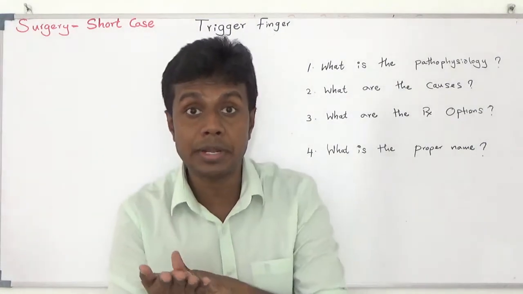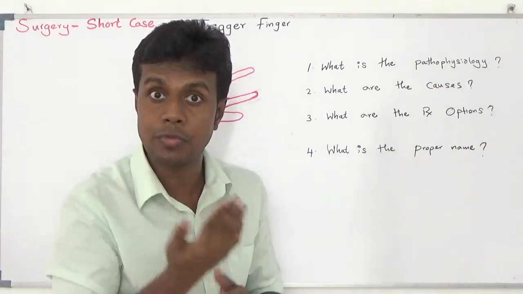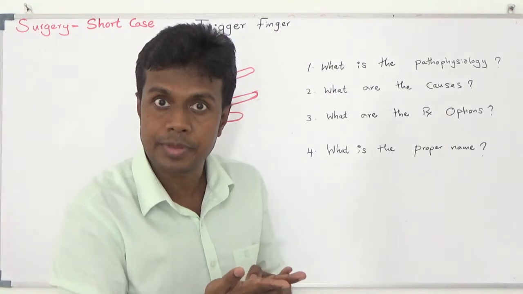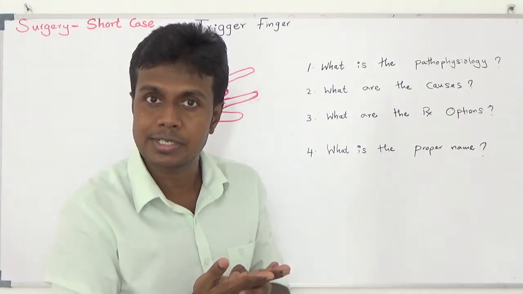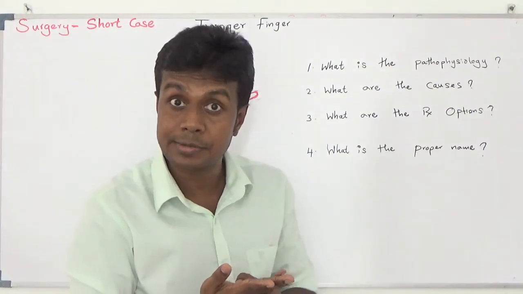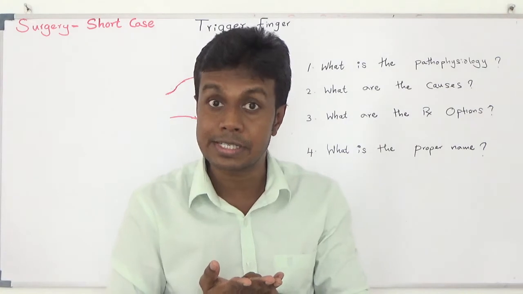Then you have to palpate the palm aspect, especially the metacarpal head of that trigger finger. There can be a small tender nodule. Now your diagnosis is confirmed. Diagnosis is trigger finger or stenosing tenosynovitis. That is the proper name.